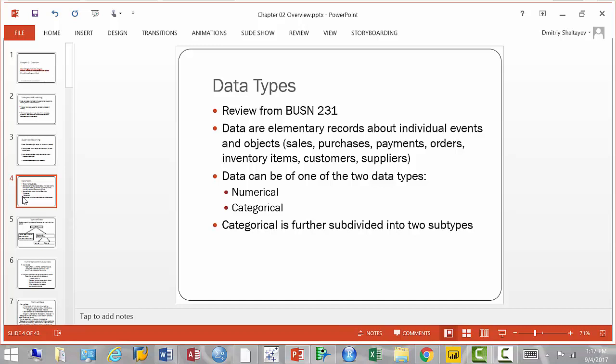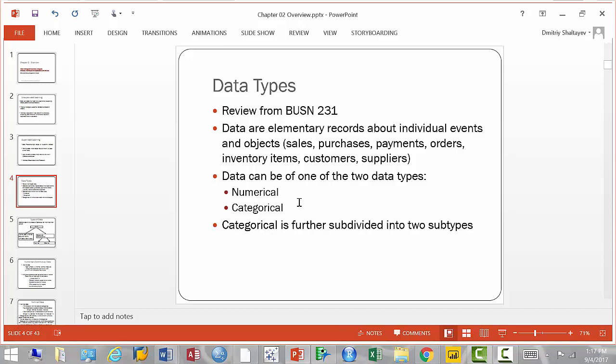Data types are important because depending on the data type of the target variable that you're trying to predict, you will pick one method or another. So it's important to know data types. The data types statistics deals with fall into 2 broad categories. One of them is called numerical. What do you think is numerical? Give me some examples of numerical data.